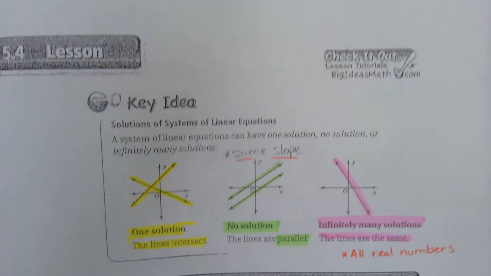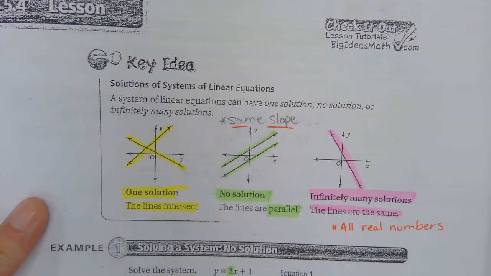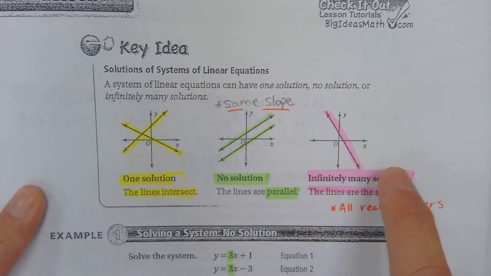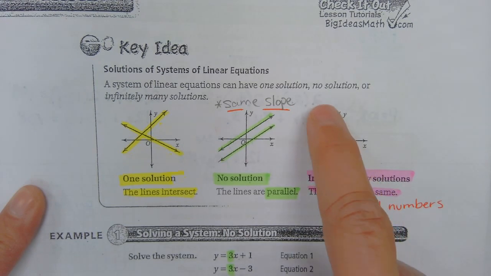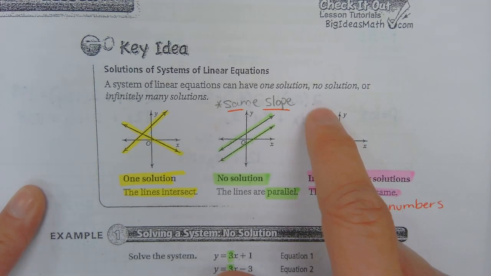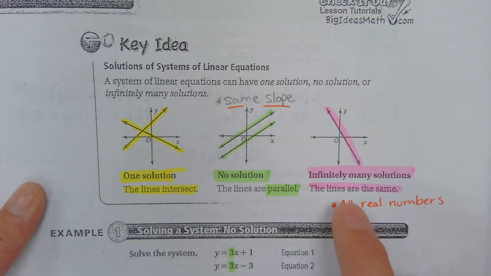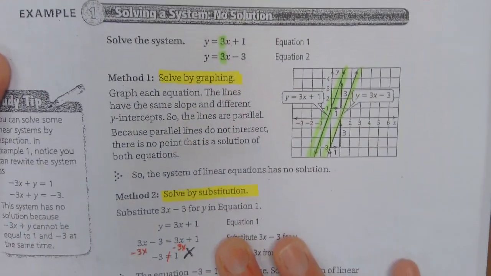And we also know that by just looking at two equations, if they have the same slope, they're going to be parallel. We also know that if it ends up being the same line, they are over the top of each other, and that's infinitely many solutions, all real numbers. So that's if the lines are the same.